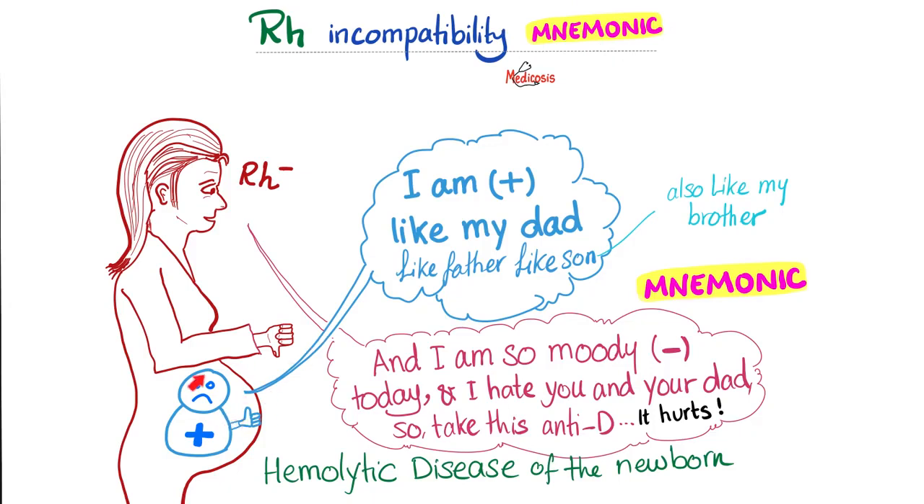Sure. The baby is Rh positive, mommy is Rh negative. Where did you think the baby got the positive from? From the father. So the baby says to the mother, I am positive. Rh positive. I have the D antigen. I am like my father. Like father, like son. And the mother replied to the baby, and I quote, I am so moody. I am negative today. I hate you. I hate your daddy. So take this anti-D antibody.